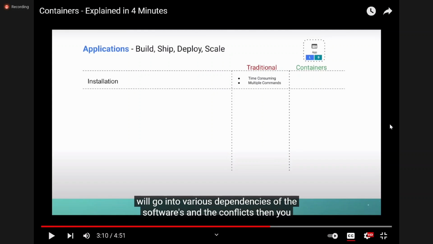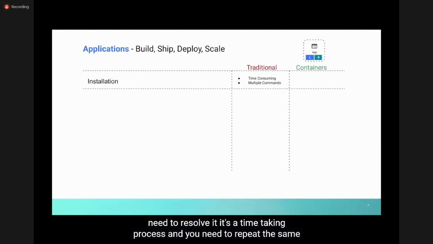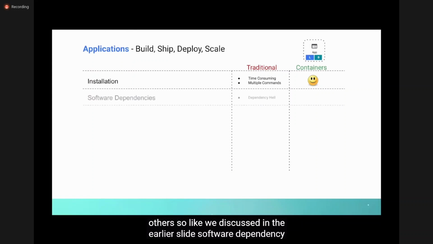Please consider it. Of the softwares and the conflicts, then you need to resolve it. It's a time-taking process, and you need to repeat the same thing again and again if you're trying to install the same application in a development environment, production environment, staging environment. Containers help solve this problem, since everything is packaged and you can just move it and then run a single command which automatically installs all the dependencies and libraries without conflicting with others.